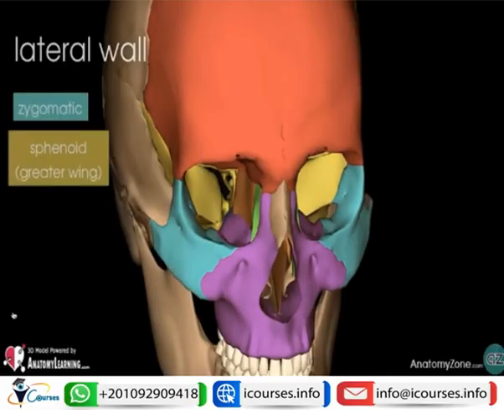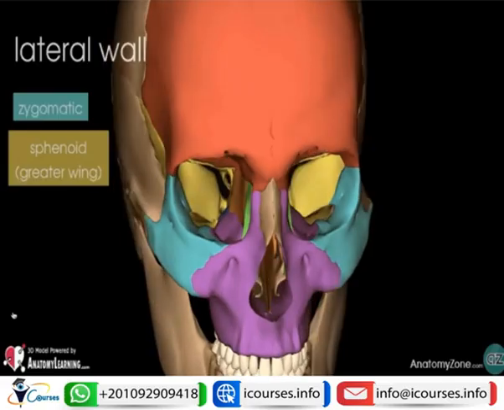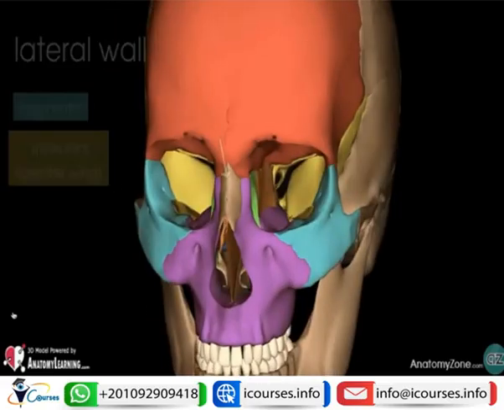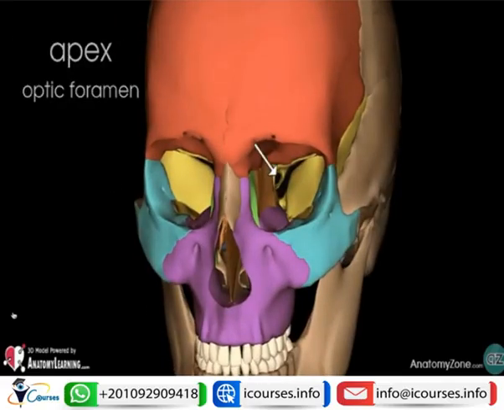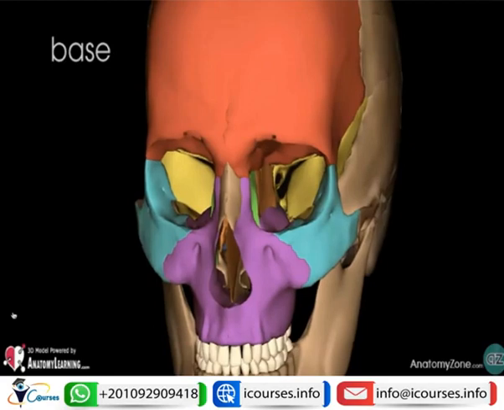The apex of the orbit is located at the opening to the optic canal, which is known as the optic foramen. The base, as we have seen, opens out into the face and is bounded by the eyelids. It is also known as the orbital rim.